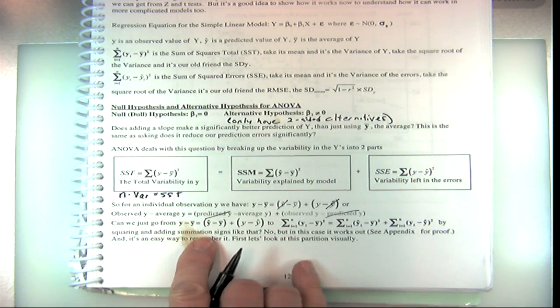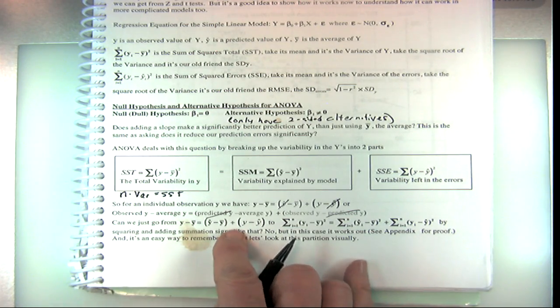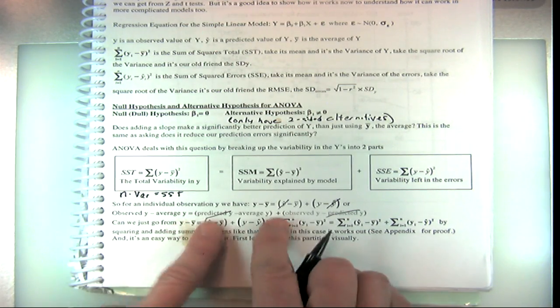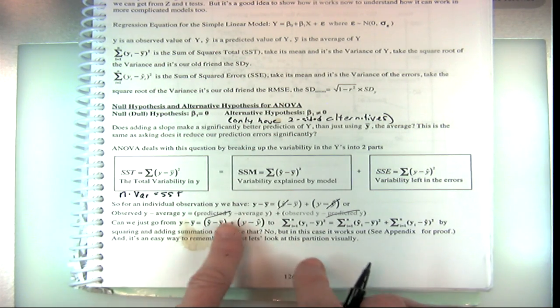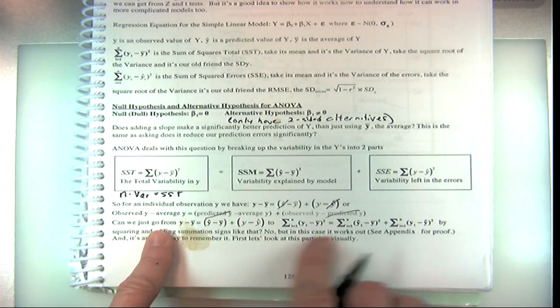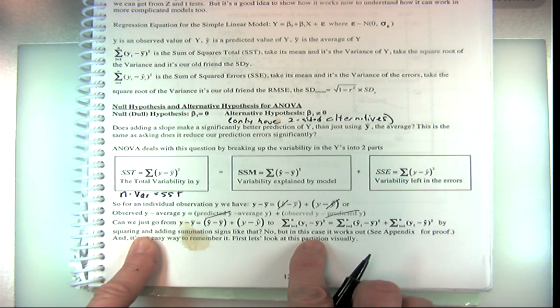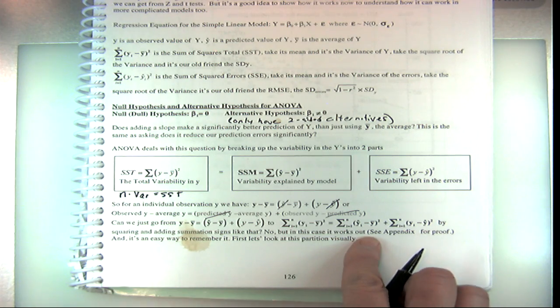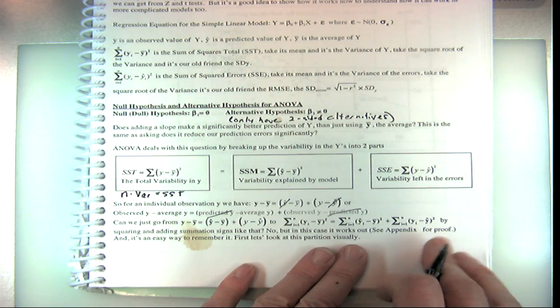All right, so can we do that? Can we just do that to squaring everything? No, you can't. You can't just square this side. You'd get cross terms. You can't just say squared is equal to squared plus squared. No. But can we do that? No, not algebraically, but in this case it works out. And you can see the appendix for the proof.